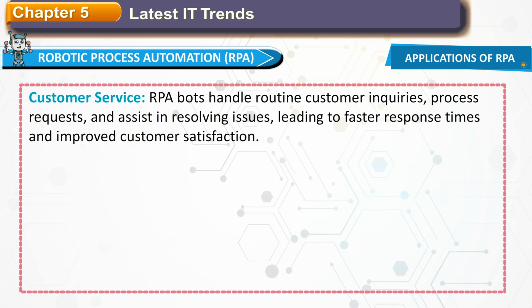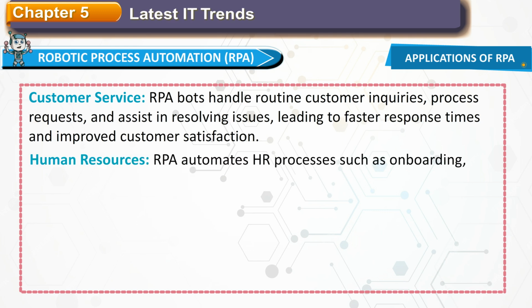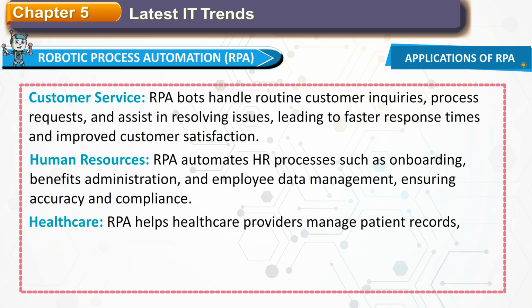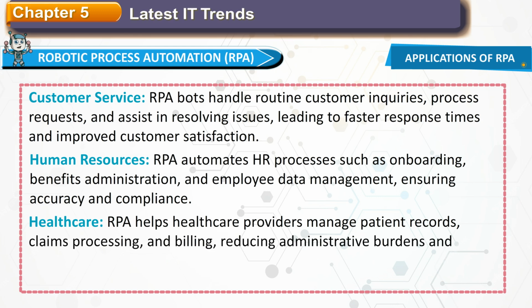Human resources. RPA automates HR processes such as onboarding, benefits administration, and employee data management, ensuring accuracy and compliance. Healthcare. RPA helps healthcare providers manage patient records, claims processing, and billing, reducing administrative burdens and improving patient care.